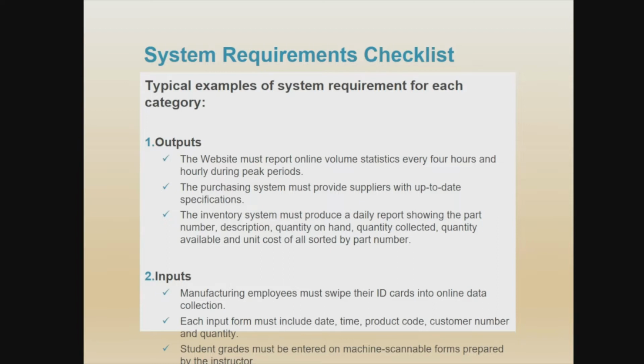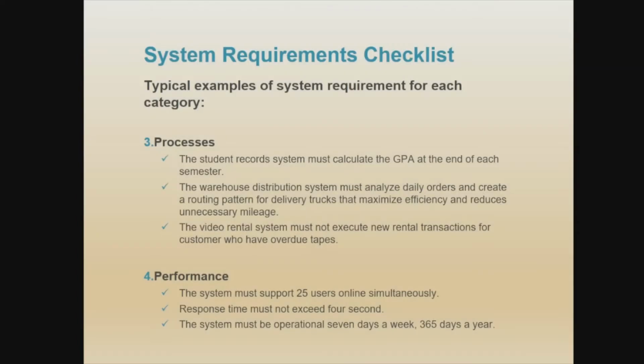Another example, for input: manufacturer employees must swipe the ID card into the online data collection. So the input, or the gathering of data from the employees, is using the swipe. Also, what is the technology there? Another example: each input form must include date, time, product code, customer number, and quantity. So those are the requirements for data input.